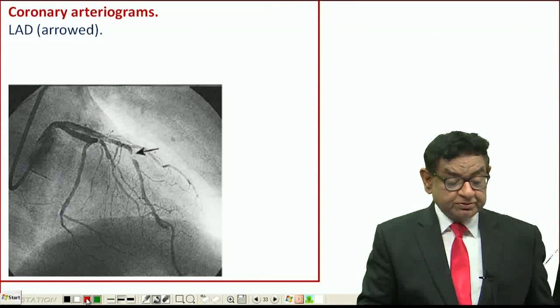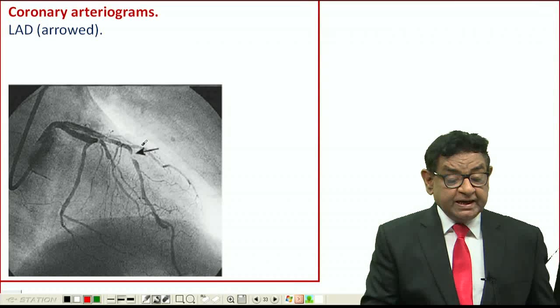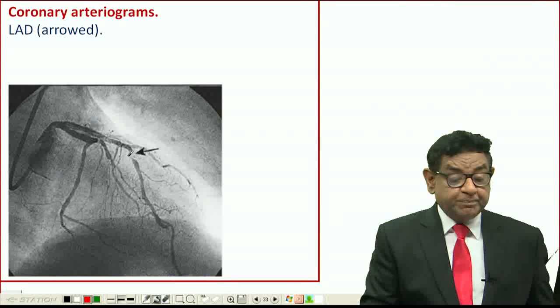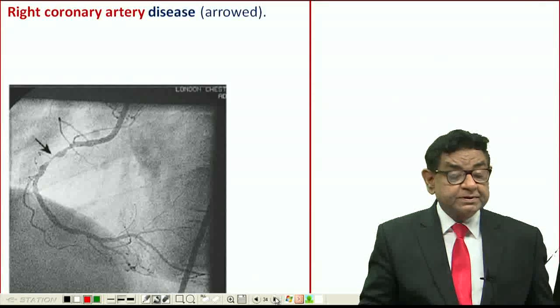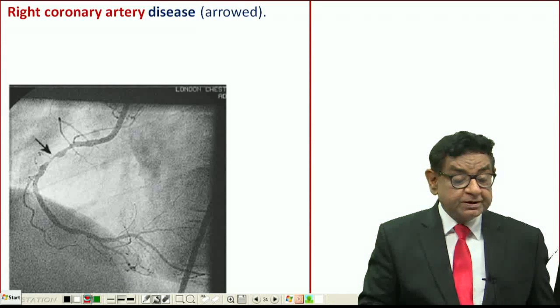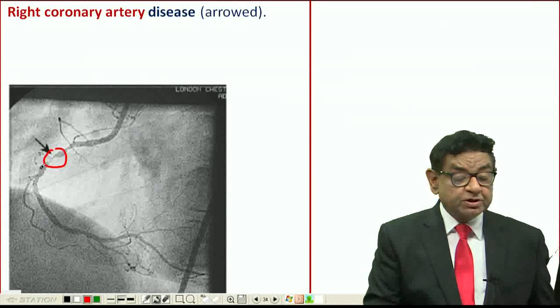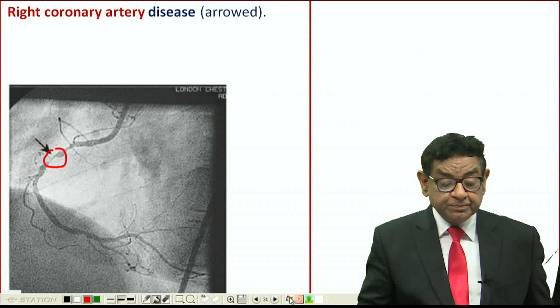Okay, now let me show you some of the angiograms. In the LAD, just see, it is a totally blocked artery. Is it there? This is the right coronary artery. It is blocked here. You can see total stoppage of blood going.